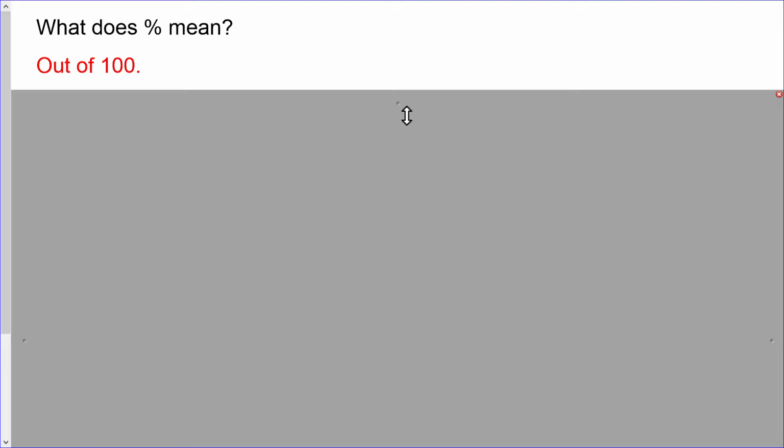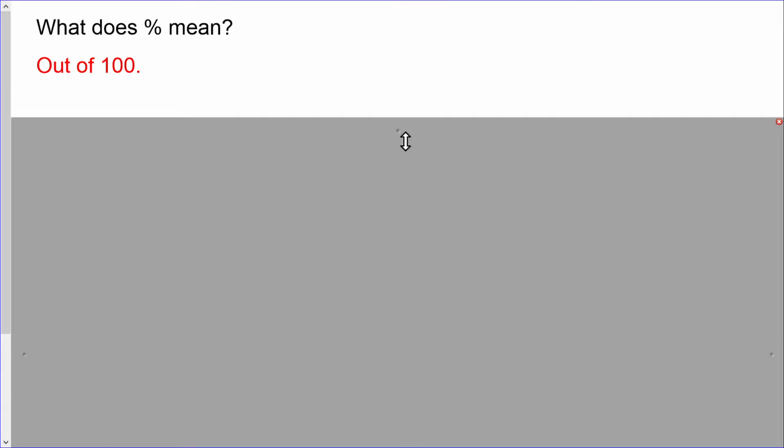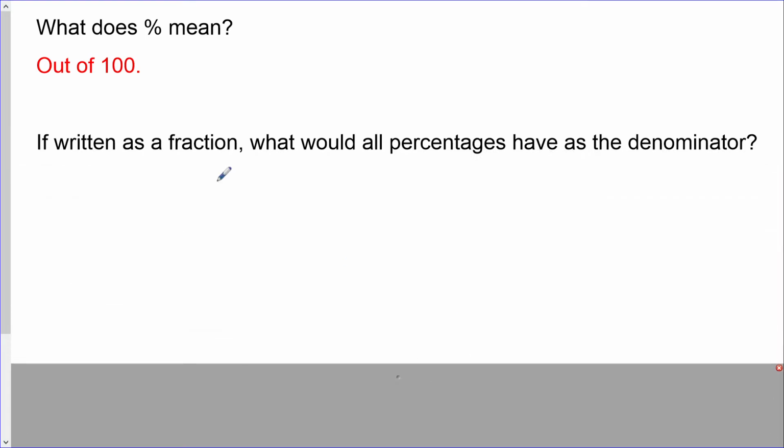That's a really key thing that we need to remember for this week and for next week, that percent means out of 100. If you remember that, you're off to a very good start, but it's a really crucial point. So if we write the symbol percent, which we now know means out of 100, as a fraction, we could write it like this. So whenever we see a percent sign, we can turn it into a fraction by putting out of 100.